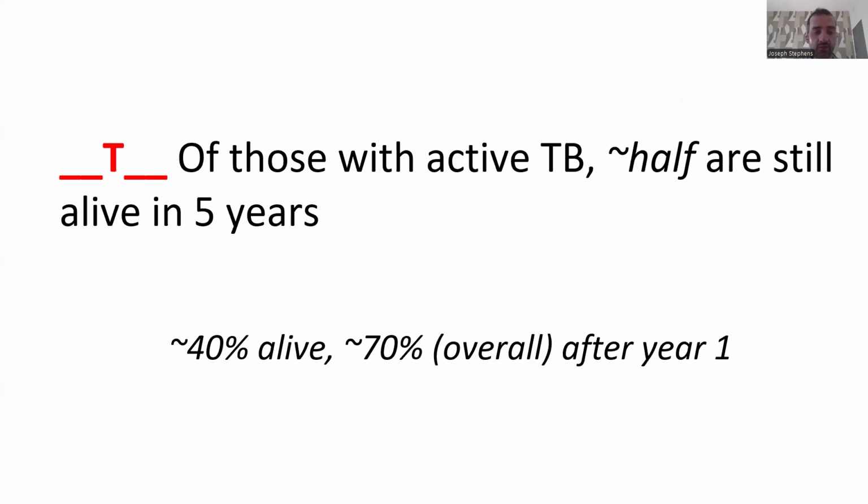True or false? Of those with active TB, half are still alive in 5 years. That's true. This is people that are untreated, without treatment. So about 40% are alive at 5 years, and at 1 year, it's about 70%. So again, speaks to the slow, indolent nature of it.